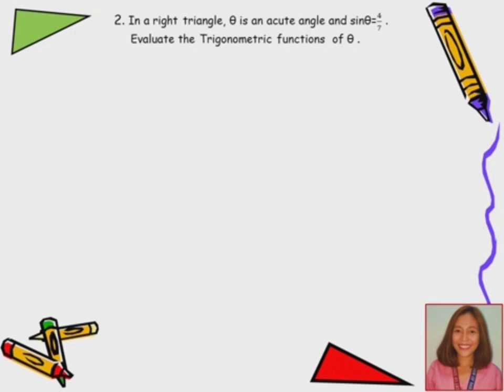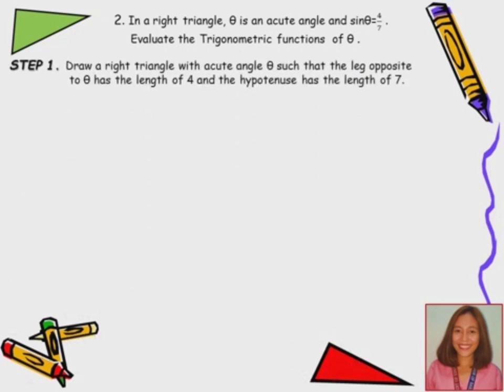So we will be the one to label and draw our right triangle. So what shall we do? So we have here our step 1. Of course, step 1, we're going to draw a right triangle with an acute angle theta, such that the leg opposite to our theta has the length of 4 and the hypotenuse has the length of 7.